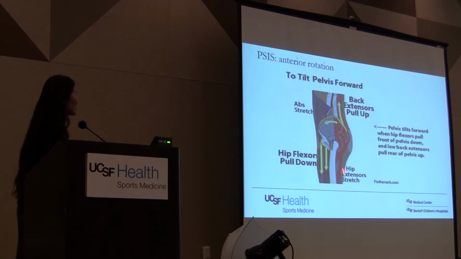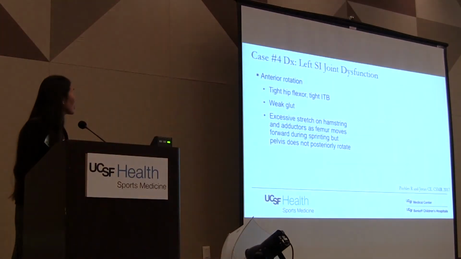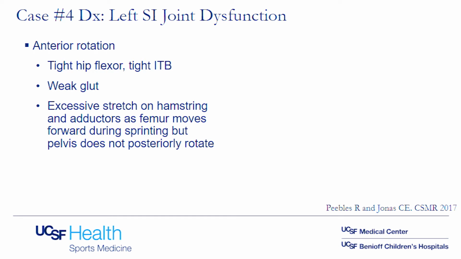And so what's happening is you're putting strain on your hamstrings. Okay, diagnosis for this gentleman: left SI joint dysfunction, tight hip flexor, tight IT band, weak glutes. Okay? Excessive stretch on the hamstring and adductors as the femur moves forward, but the pelvis doesn't rotate.